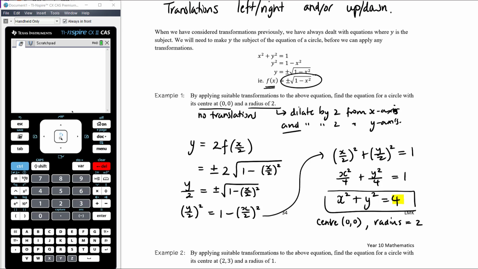We've ended up with 4 here, and that's because we ended up doing 2 squared in the process. So actually, when we have a circle, if we have x squared plus y squared equals r squared, that means we get a radius of r. Okay, so it's going to be the square root of the number over here to give you the radius. So in this case, square root of 4 gives me 2.